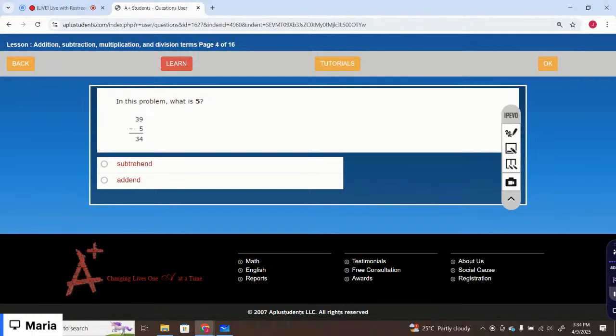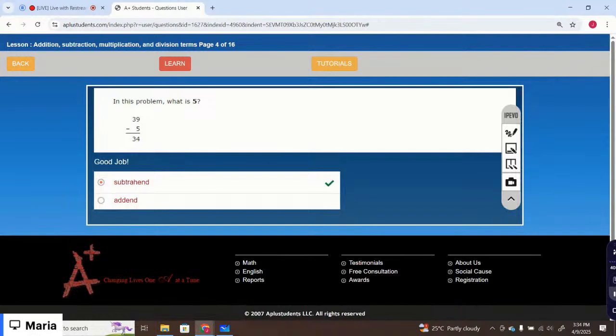In this problem, what is 5? 39 take away 5 is 34. So 5 is the smaller number, right? That is the subtrahend. Option number 1 is the correct option. Subtrahend it is.